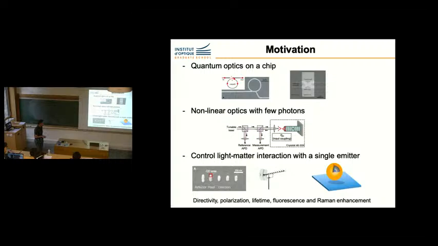This is another example of resonator. We'll be discussing this. It's a core shell structure. And with that, you can, like I said, control directivity, control the emission of polarization, control the lifetime. You can reduce the lifetime of the emitter. And you can enhance absorption phenomena, fluorescence, Raman, and so on. So that's the program. That's the motivation.